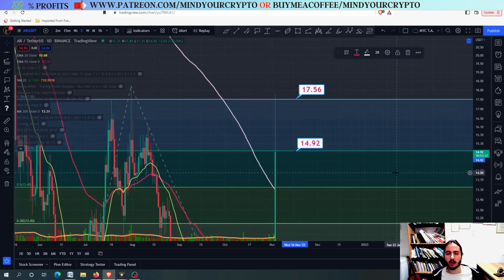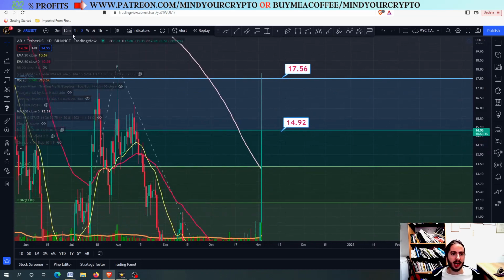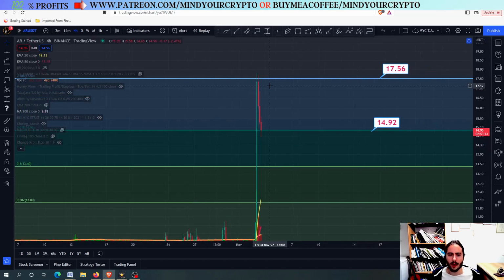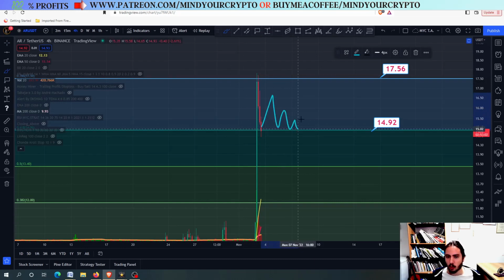What are we going to do next? Can we go even higher? Is it the time that we are correcting more? What we want to do right here with Arweave is to hold this line, the 14.92. Trust me on that, if we keep holding this line, we will just explode above the 17.56.